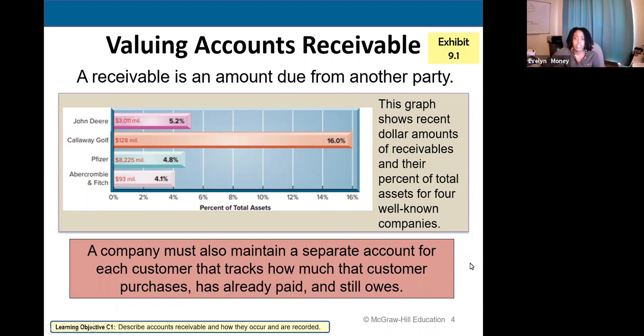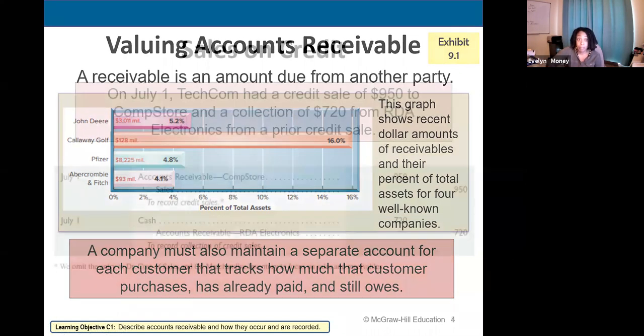They increase sales because customers feel like they have a different way to pay outside of cash or outside of a credit card. So lots of companies use receivables as an incentive to increase sales. Keep in mind that from the company standpoint, they do have to keep track through the use of that subsidiary ledger of each accounts receivable separately.